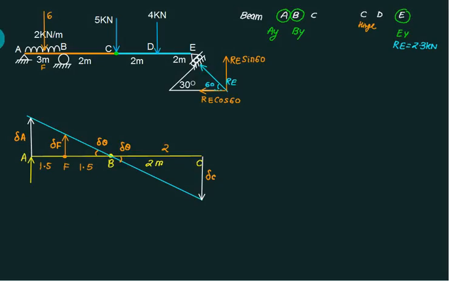Define del theta first. Del theta equals del A divided by 3, del F divided by, and del C divided by.